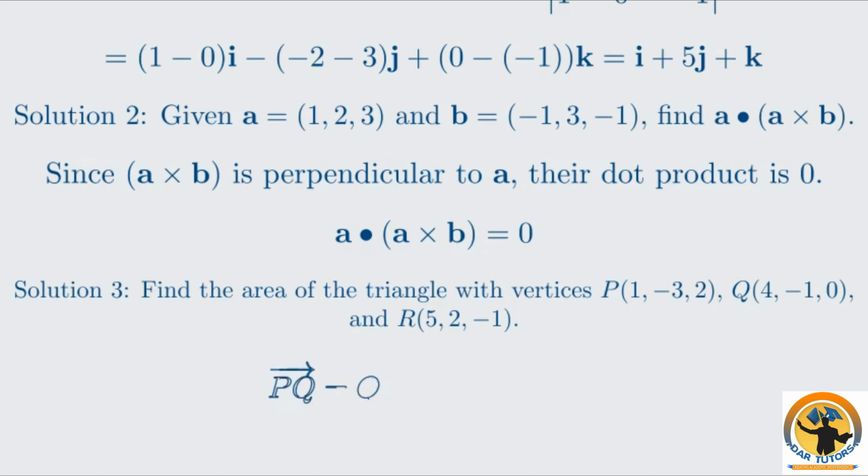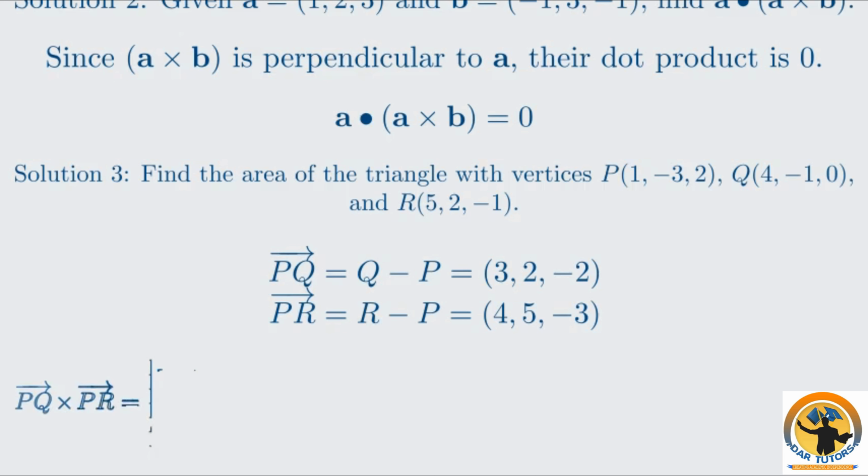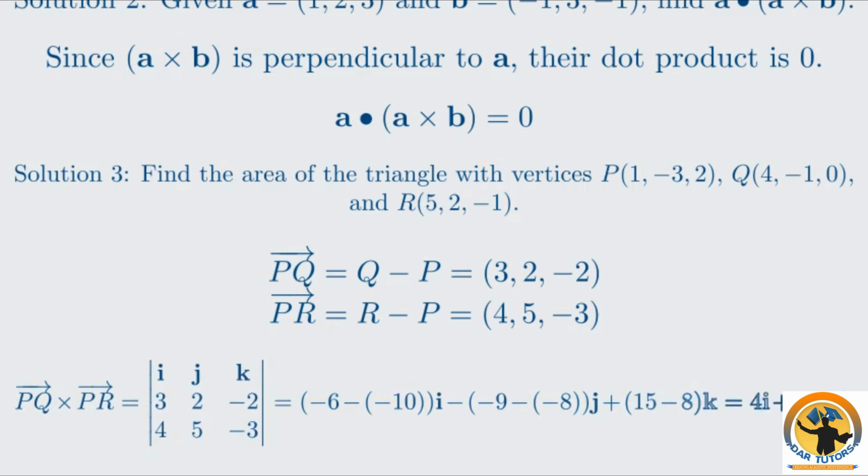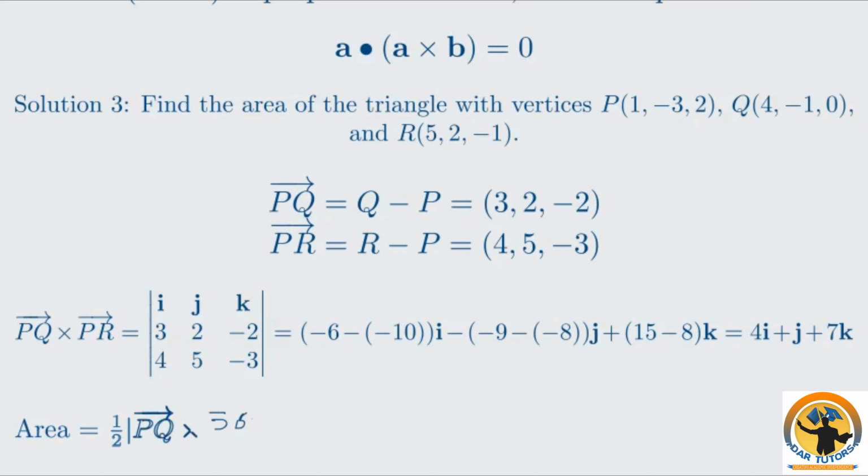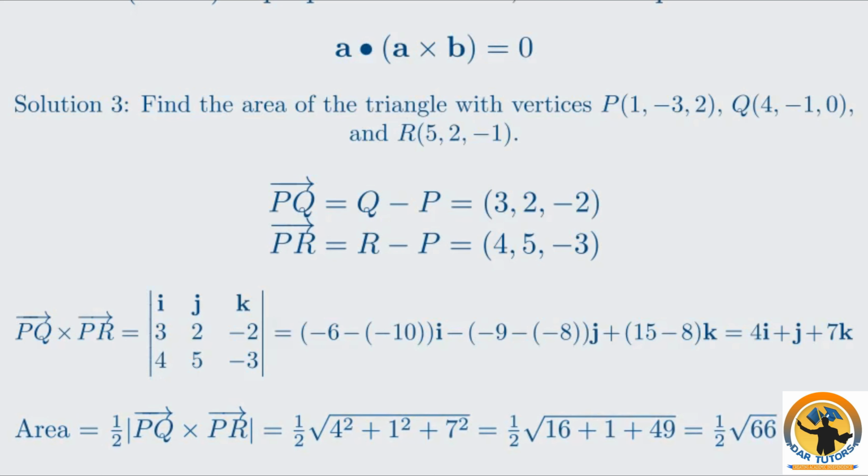For question 3, we find two vectors forming sides of the triangle, PQ and PR. Their cross product is (-1, 1, 10). The area is half the magnitude of this vector, which is 1/2 times the square root of 102.